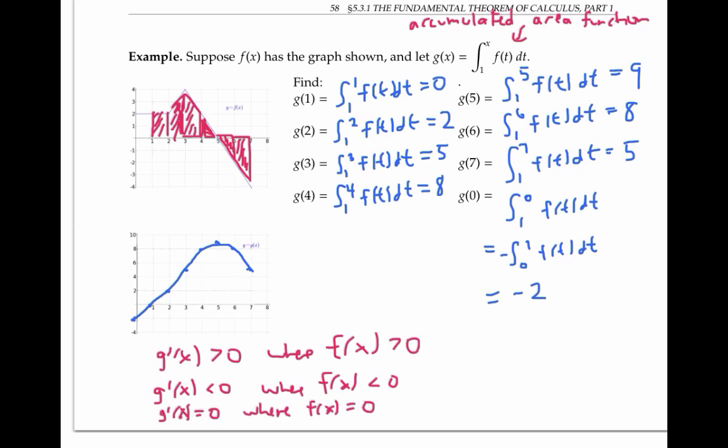If we look a little closer, we can see that the rate at which g of x is increasing depends on the height of f of x. When f of x is tall or high, we're adding on area very quickly, while when f of x is low or small, we're adding on area more slowly. So the rate of change of g, in other words, g prime of x, is behaving very much like the function f of x itself. And in fact, it turns out that g prime of x is equal to f of x. This is the first part of the fundamental theorem of calculus.